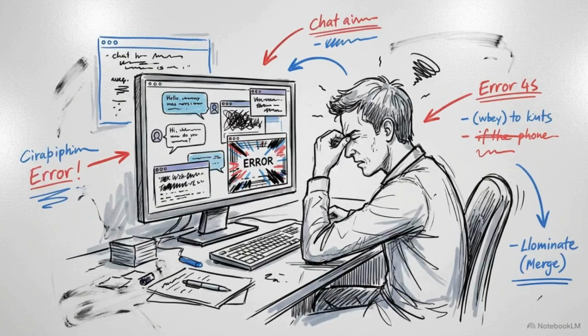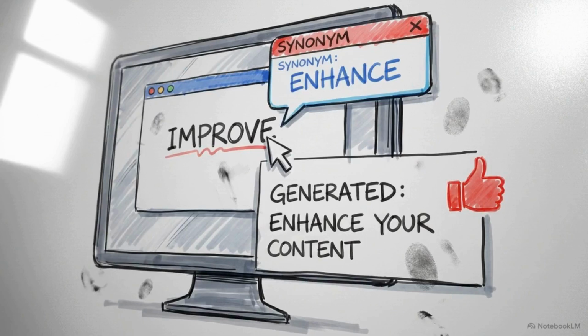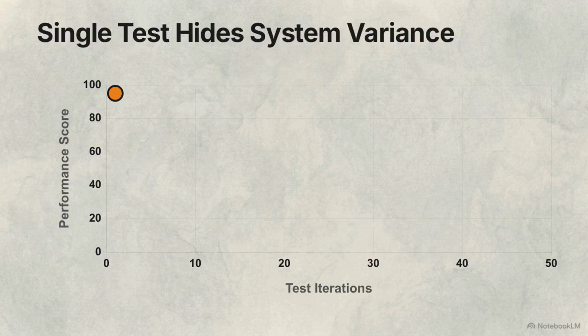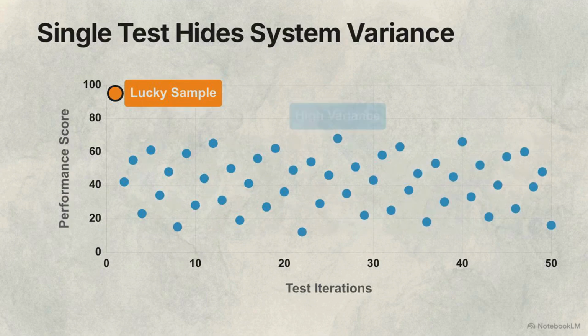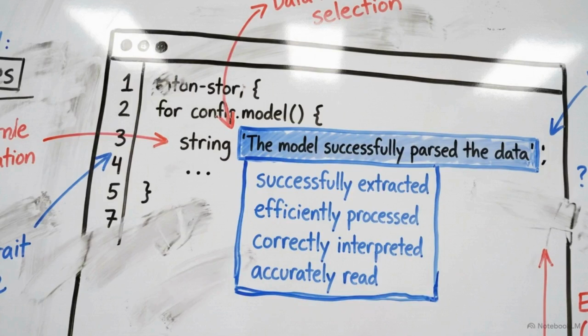Without a framework to handle this variance, developers often fall back on vibe-based testing. A user reports a hallucination, an engineer tweaks the prompt, runs it once or twice, sees a better answer, and assumes the problem is solved. But because the model samples from a probability distribution, a passing test is merely a single data point. It is not a verdict of system stability. You haven't proven the prompt is more reliable. You may have just sampled a lucky token sequence.